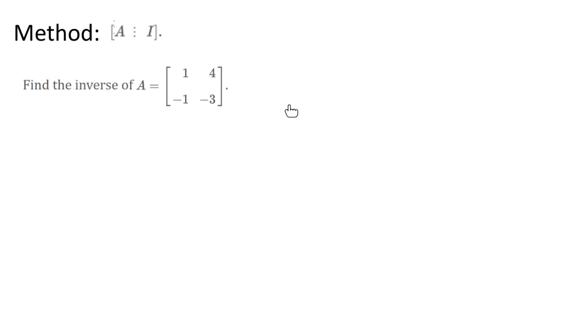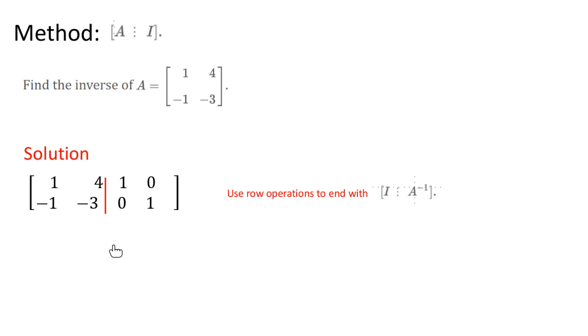So method number 2 is also bringing in what we learned in method number 1, what we learned in section 4.1. Here, method number 2 means we're going to write your matrix A and attach the identity matrix. So it's going to look something like this. Here's my A, and here's my identity matrix.